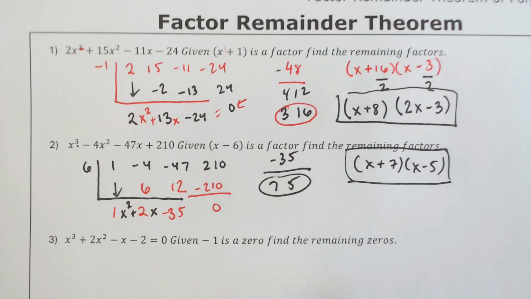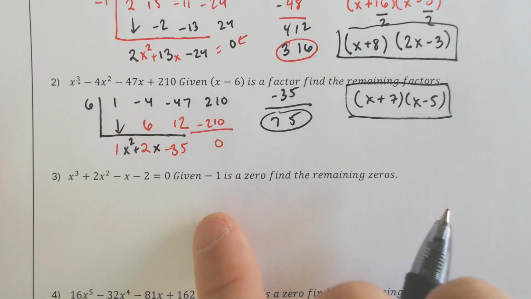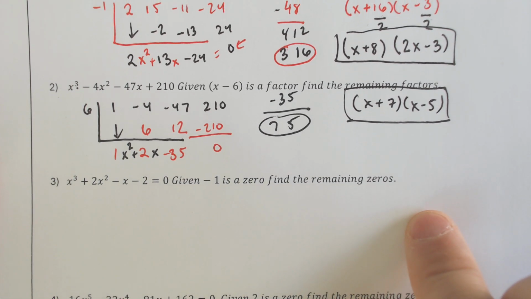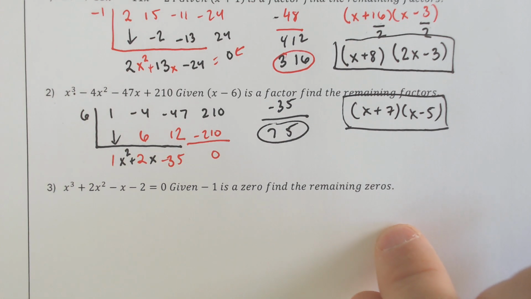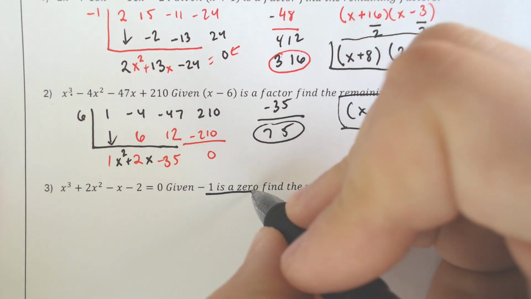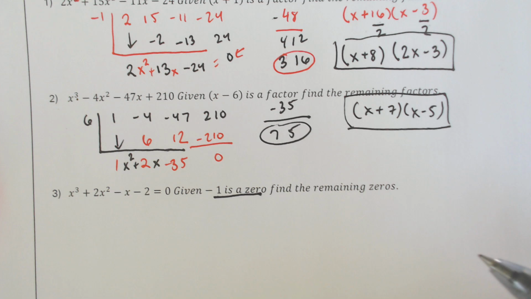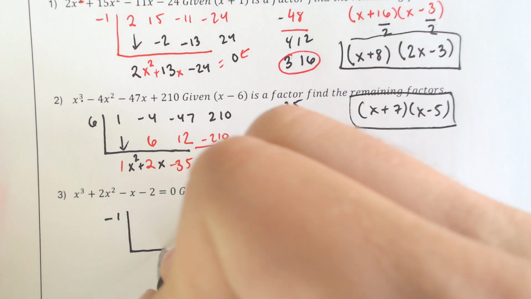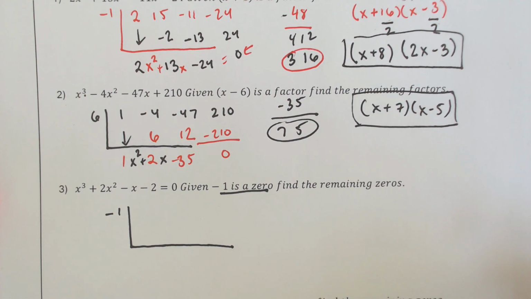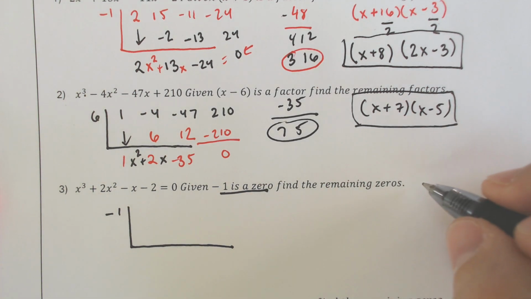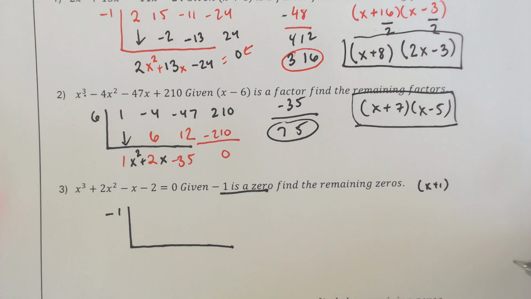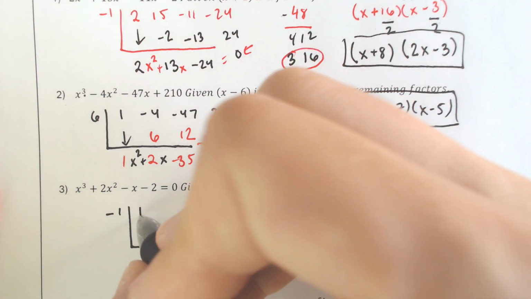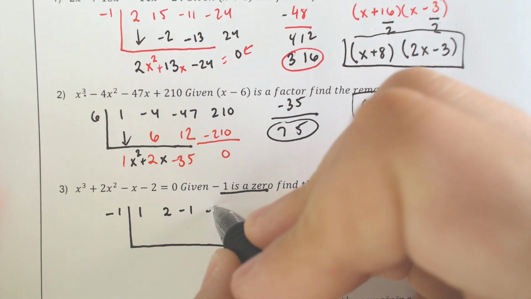Okay? The next phase is going to be given a 0, find the remaining zeros. So virtually the only thing that is going to change here is if you are provided a 0, do not change the sign for your synthetic division. You keep the negative 1, negative 1. It's not a factor, it's a 0. If you had a factor, the factor would be x plus 1, because the factors and zeros are opposites of each other. So we got 1, 2, negative 1, and negative 2.